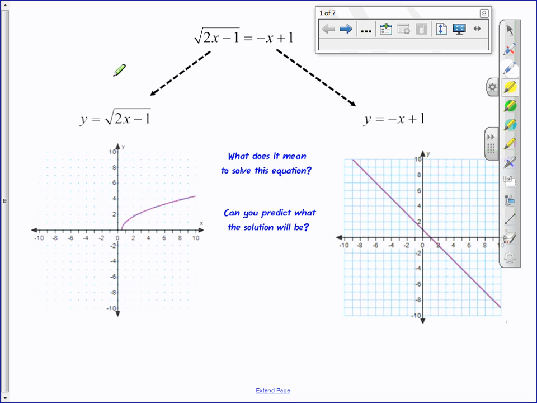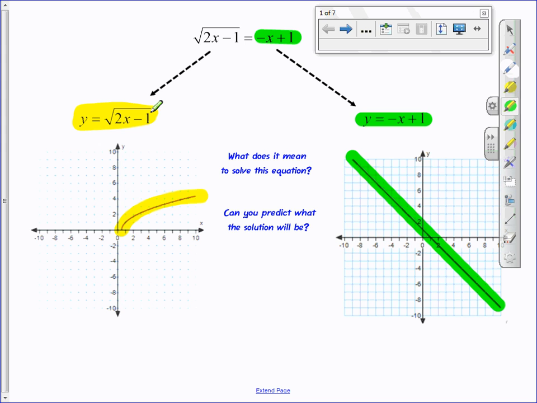Firstly, we're going to look at a root function, which we know looks like that. And we're also at the same time going to look at a linear equation, which looks like so. So what we have is that yellow equals green. So what will it mean to solve this equation? What will the solution look like?